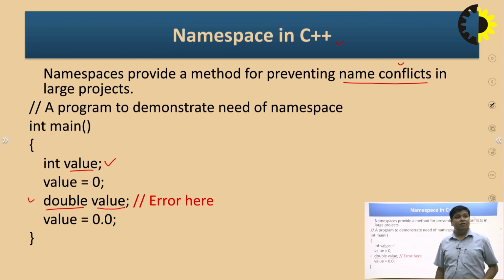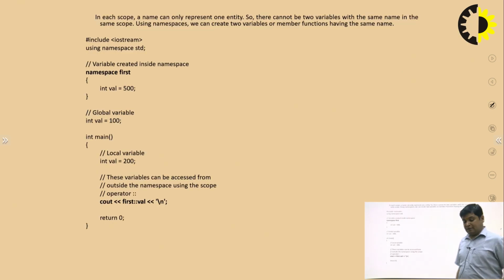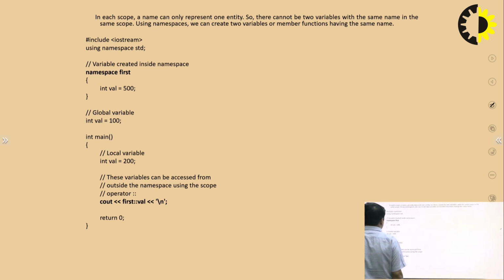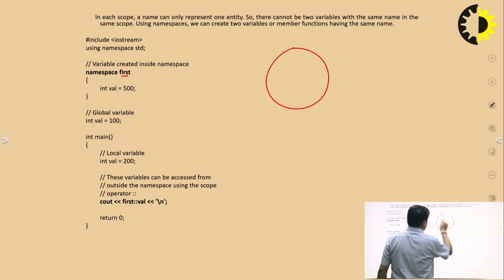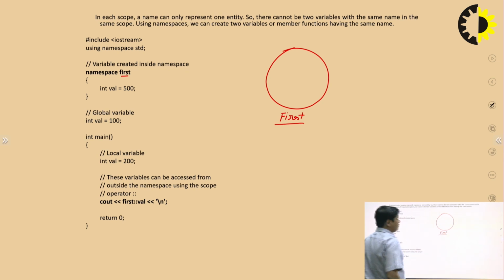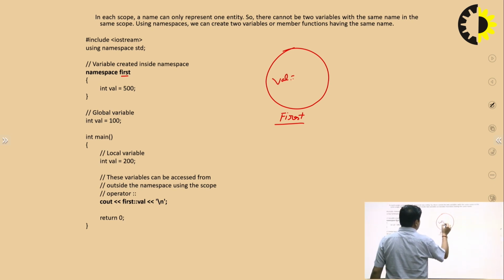How can we resolve this? With the help of namespace. You will see here, I have declared one namespace. The name of the namespace is first. I have created one space inside the memory, and the name of this namespace is first. Inside it the variable val will be created. The value of val is 500.